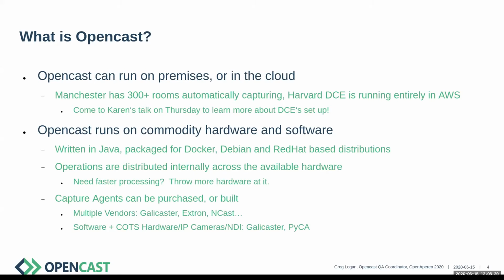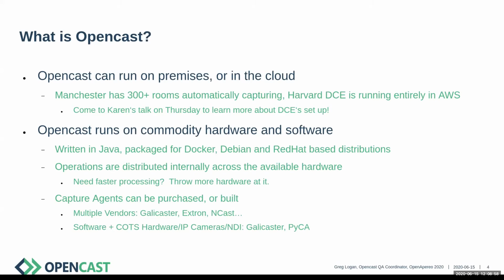All right, so you can also build capture agents out of software and some COTS hardware or IP cameras or NDI. There's the Galacaster project, which is a software-based system. You can buy licenses for Galacaster. You can use a free version of Galacaster, which has just a few features turned off, or you can buy hardware via Galacaster, which gets you the Pro license and all of the features and bells and whistles.